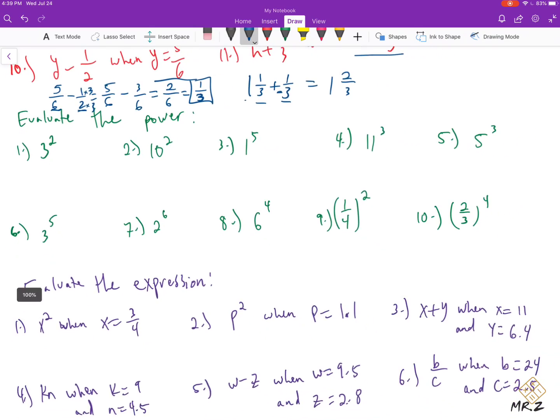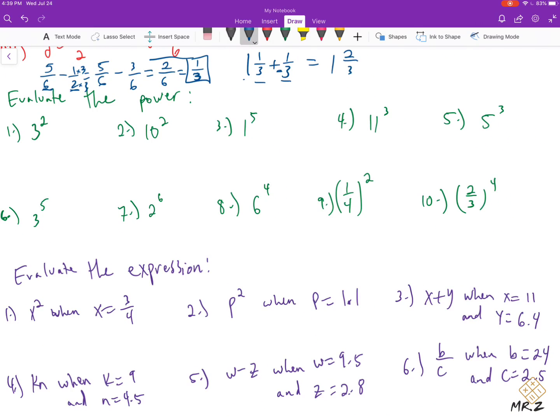All right, we also talked about power in the first lesson of Algebra 1. Power is just exponents. 3 to the power of 2 just means 3 times 3. That's a multiplication. 3 times 3 is 9. 10 to the power of 2, just 10 times 10, which is 100. 1 to the power of 5, again, is just 1. See, I'm making that mistake. 1 times 1 times 1 times 1 times 1, which is 1.